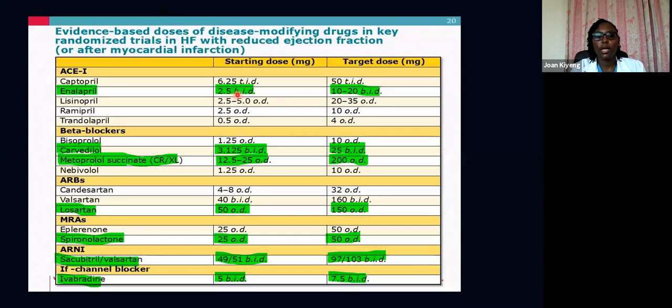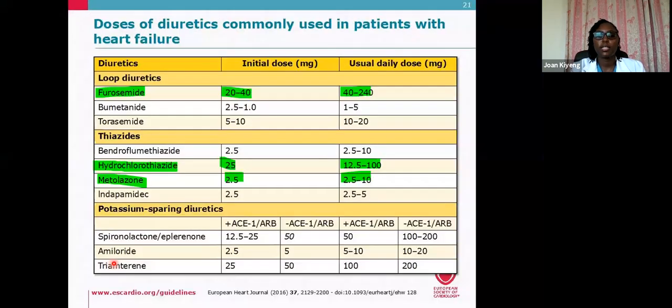And you start with 2.5, and then you can titrate all the way to 10 to 20, okay? So you always start low. Carvedilol as well for the beta blocker, you start low at 3.125 twice a day, and then you titrate up. And another drug is metoprolol, which you titrate up as well. Losartan and spironolactone, which is basically aldactone, and now the ARNI, which is sacubitril valsartan.